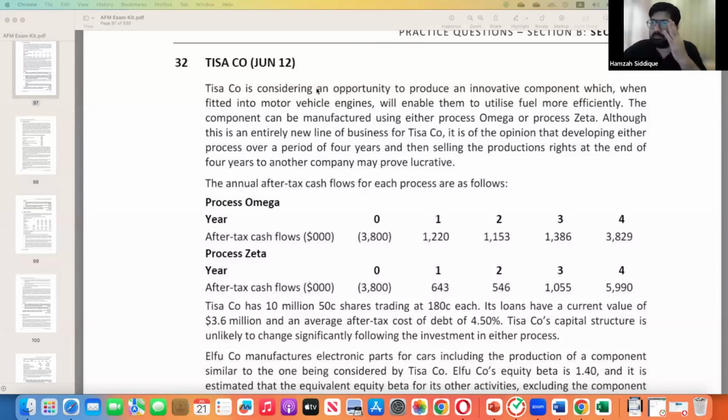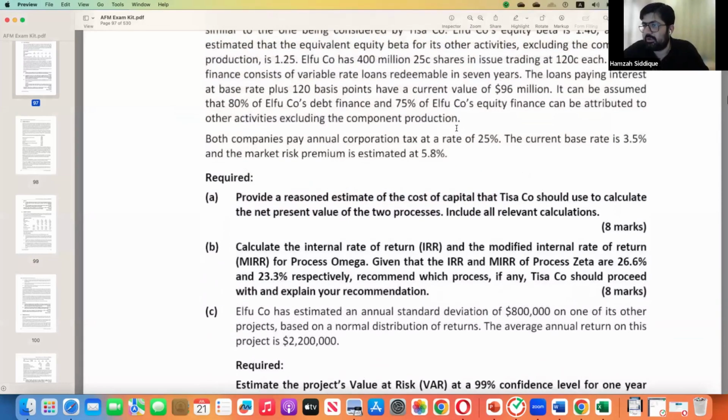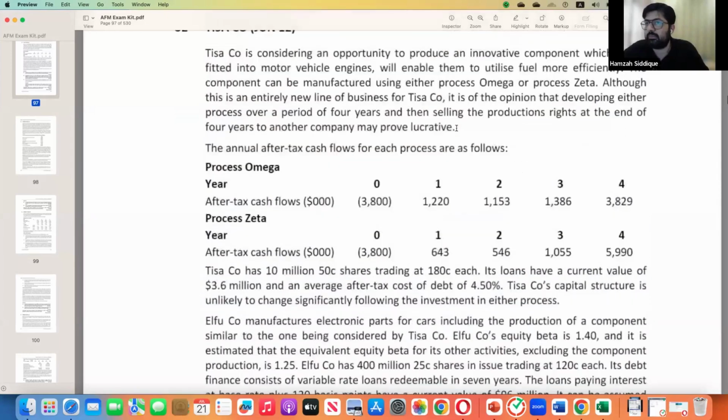Now, TISA company is considering an opportunity. So the first requirement is a reasoned estimate that TISA should use to calculate the NPV of two processes. Estimate of cost of capital.